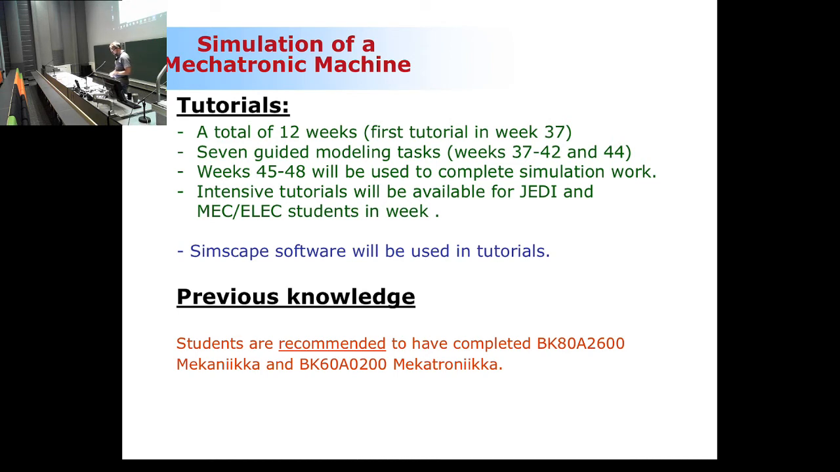Then for those students that are not physically here, the Jedi students and the MechLX students, there will be intensive tutorials available. That will be during the midterm exam week, but details will be available a bit later. Then for Finnish students, there is some previous knowledge that I'm expecting you to have. I don't think it is really important, because what matters in this class is attitude. If you have this can-do attitude, you can make it happen, even if you have no prior knowledge about mechanics or other stuff. It will be fine, believe me.